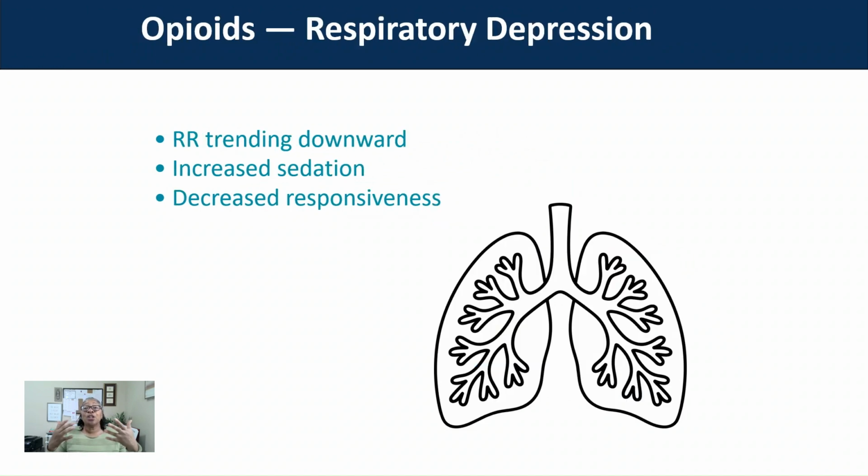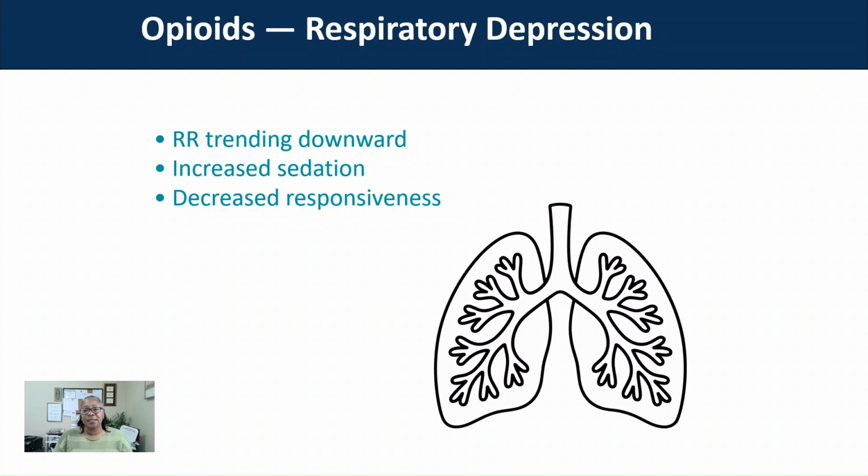So I'm going to talk about high yield, dangerous adverse effects of medication types, right? So we're going to go through the common NCLEX tested medication groups and the dangerous side effects that you need to recognize early. So number one, opioids.